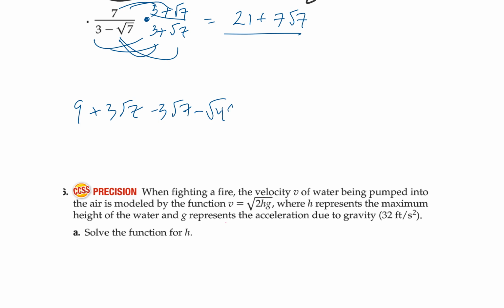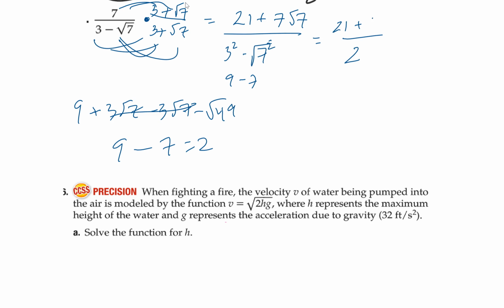minus radical 49. These cancel. You get 9 minus radical 49 is 7. So you just get 2. Or, difference of 2 squares. 3 squared minus 7 squared. Sorry, minus rad 7 squared. So you get 9 minus 7. 2. And that's how you rationalize when it's a binomial on the bottom.